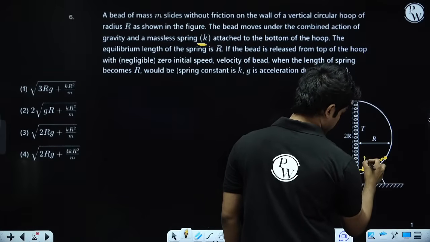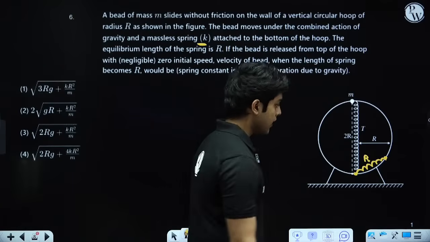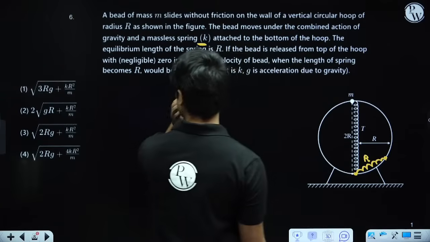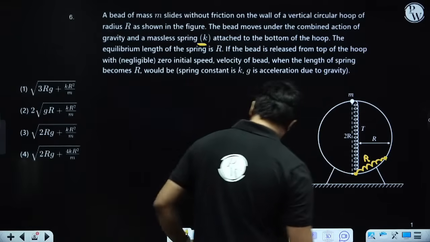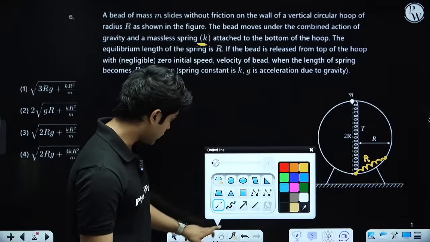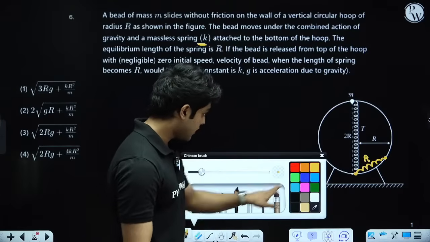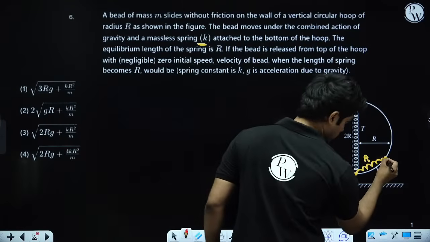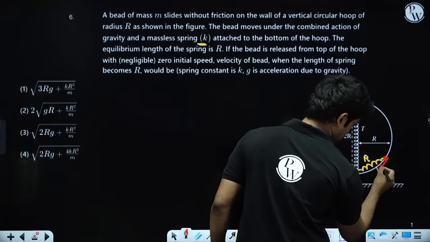Okay, at this instant the length of the spring becomes r. At this instant we need the speed. Okay, that is a question. Because the particle is moving in the circular path, the speed will always be tangential to the circle, right? Like this. So let's say the speed is some v.